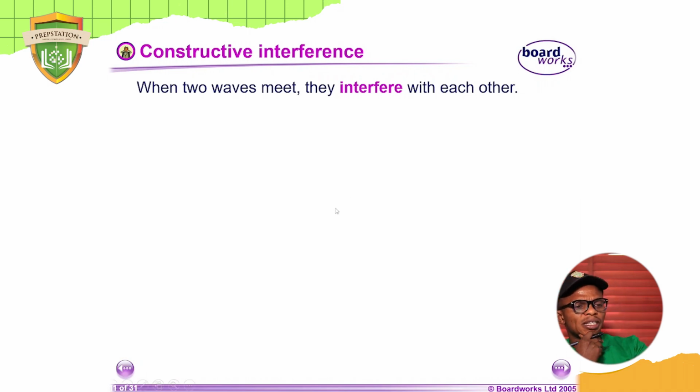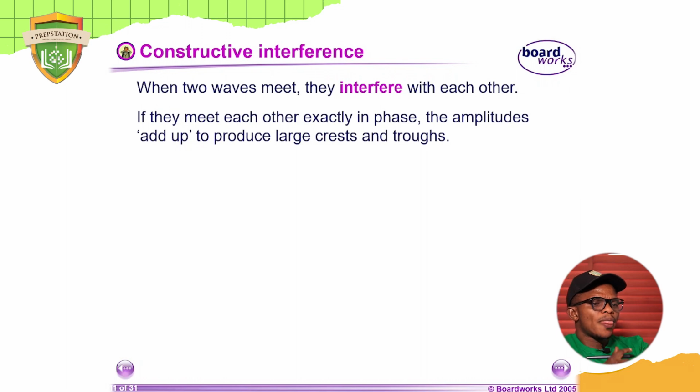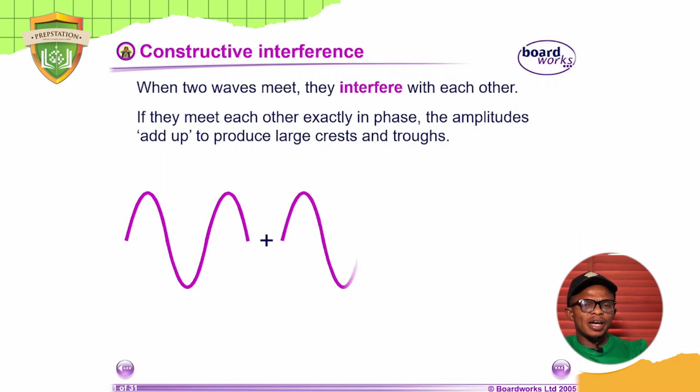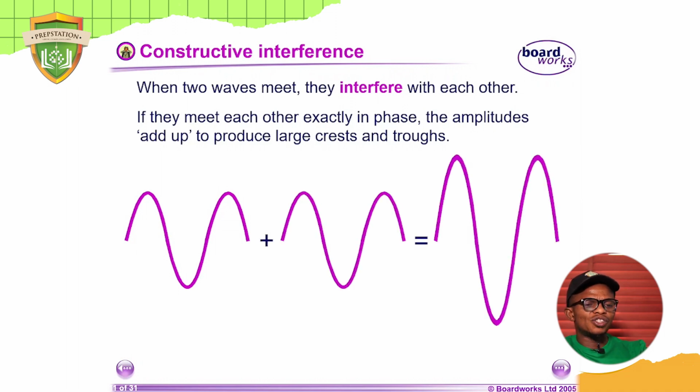Now, when two waves meet, they interfere with each other. How do they interfere? Let's find out. If they meet each other exactly in phase, the amplitudes add up to produce a large crest and trough. Let me further break this down.